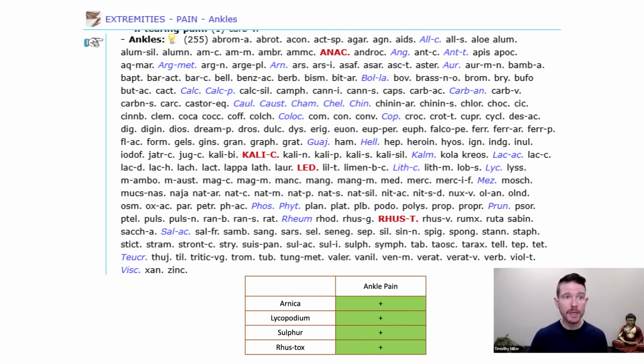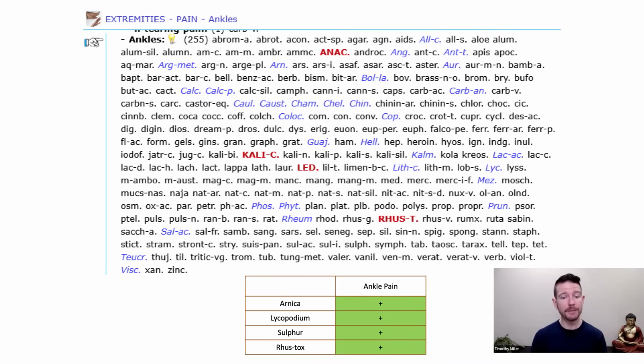To help illustrate this, I'm going to show you a chart. I'm just going to pick four random remedies: arnica, lycopodium, sulfur, and rhus tox. Now here's the thing. How do you pick those from those 255 if all you know is that the person has ankle pain? Even still, how would you pick from those four if all four of them match ankle pain? I'm going to take you on a journey of seeing how the homeopath would deduce the remedy that person most likely needs.